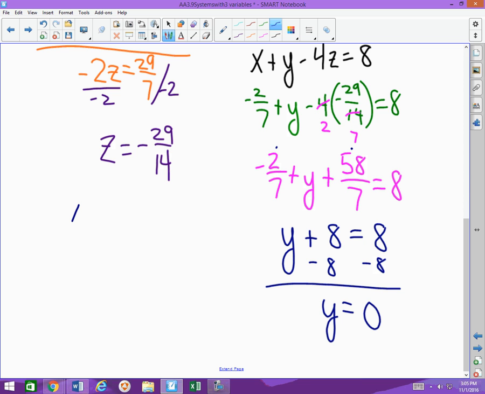So now we know that x is negative 2/7, y is 0, and z is negative 29 over 14.